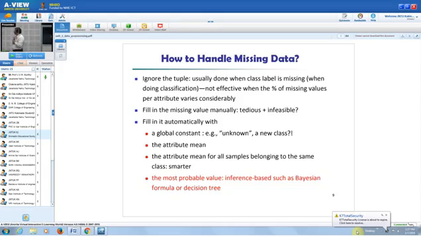No, no. What you will do is you have 1000 records. For 100 records the attribute value is missing. In the remaining 900 records, you find the attribute mean, the average value of the attribute. Then replace the missing values with that average value. That is what is meant. The remaining 100 values are replaced by the average value of the other 900.